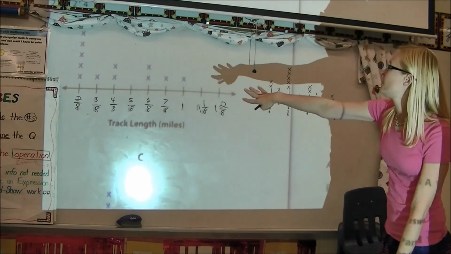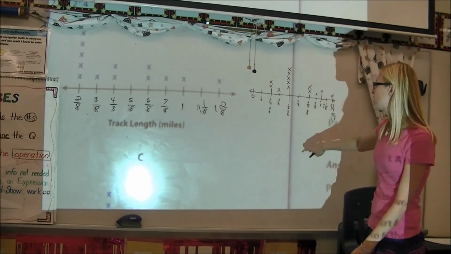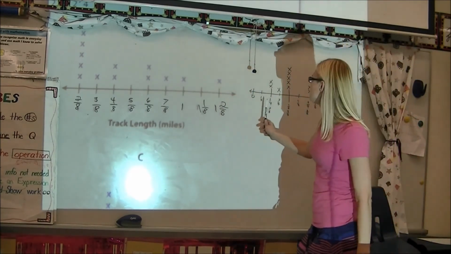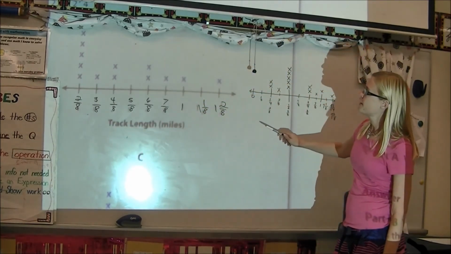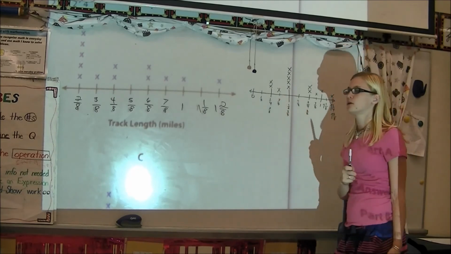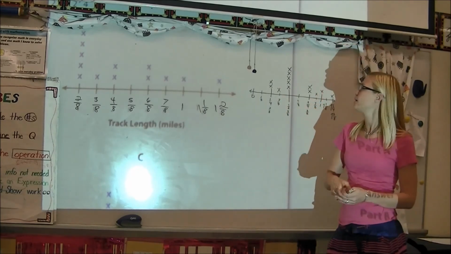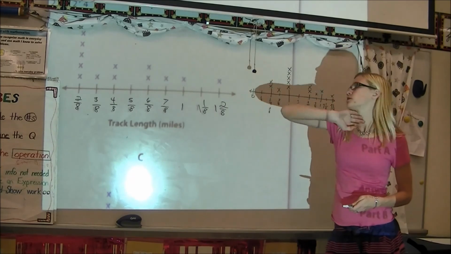Now I can take their line plot and compare it to my line plot. Again, they didn't start at 1/8, they started at 2/8. They have 4 marks there, 5 marks there, and I only have 2. So right off the bat, I know that one's not going to work. I don't need to do anything with that one. I'm just going to move on.